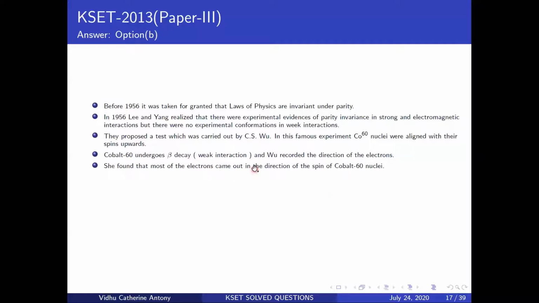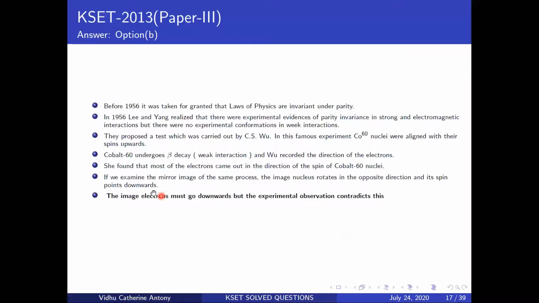She found that most of the electrons came out in the direction of spin of the cobalt-60 nuclei. If we examine the mirror image of the same process, the image nucleus rotates in the opposite direction and the spin points downwards. The image electrons must go downwards, but the experimental observation contradicts this. So it's going 180. I will show you another diagram which is much better than this. So this confirmed that parity was violated in weak interaction.